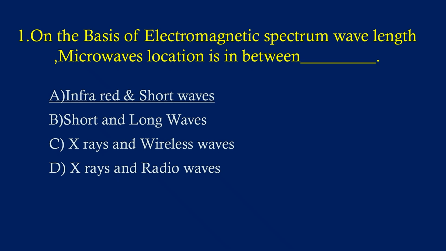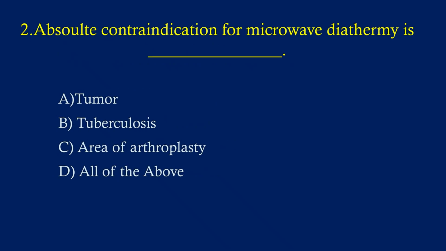Let's see the number 2. Absolute contraindication for microwave diathermy is A. Tumor, B. Tuberculosis, C. Area of arthroplasty, D. All of the above. Think. So here the answer is all of the above.